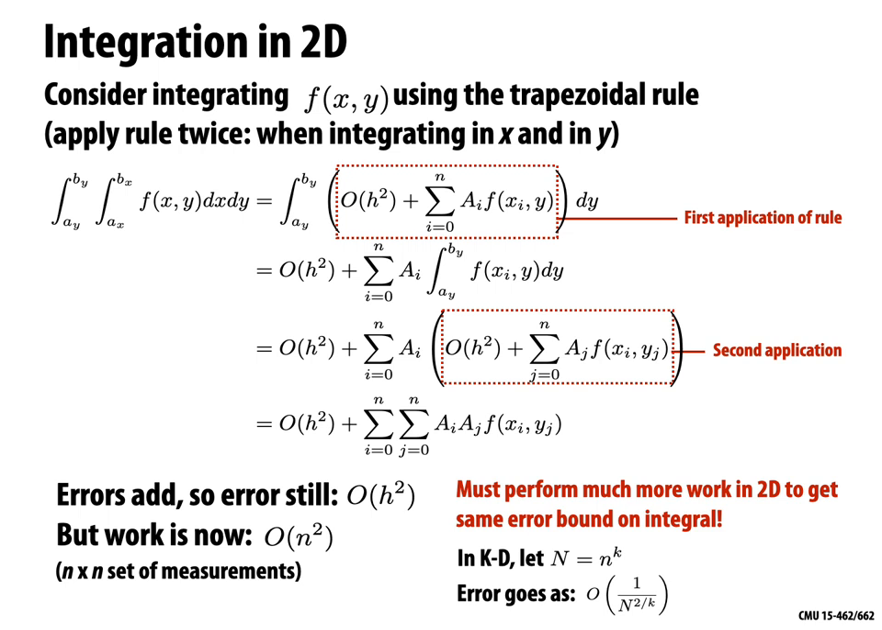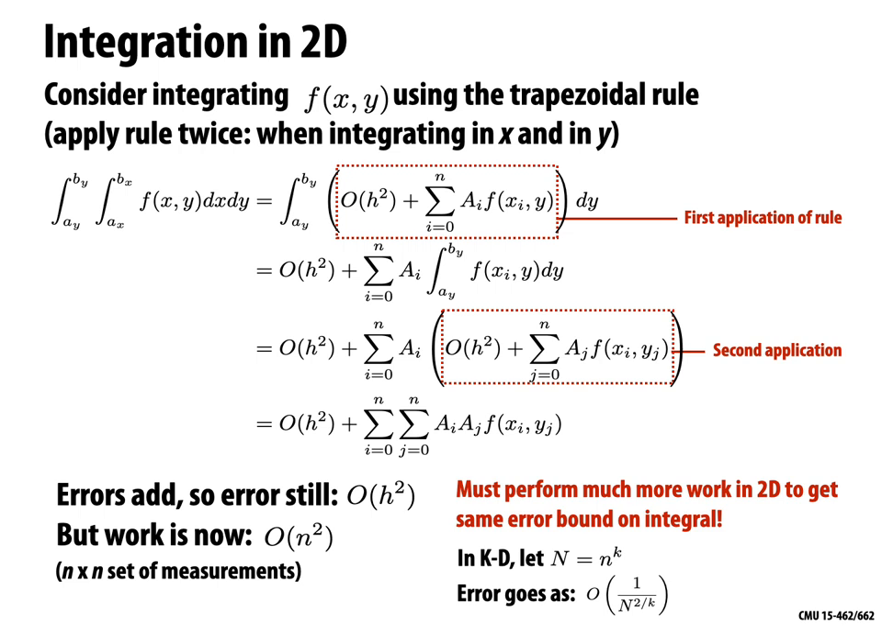Okay? So, for instance, if we want to integrate f of x, y over the interval a_x to b_x and a_y to b_y, then we can write that as the integral from a_y to b_y of our trapezoidal approximation of f with fixed y coordinate. So we can write this as the sum from i equals 0 up to n, the number of intervals n, of some weights times f at x_i, y. Okay? And now we want to integrate that approximation with respect to y. So why don't we, again, approximate that integral with a trapezoid rule?